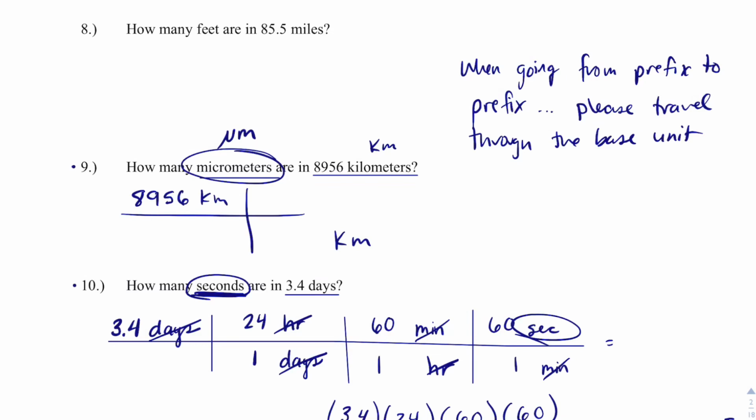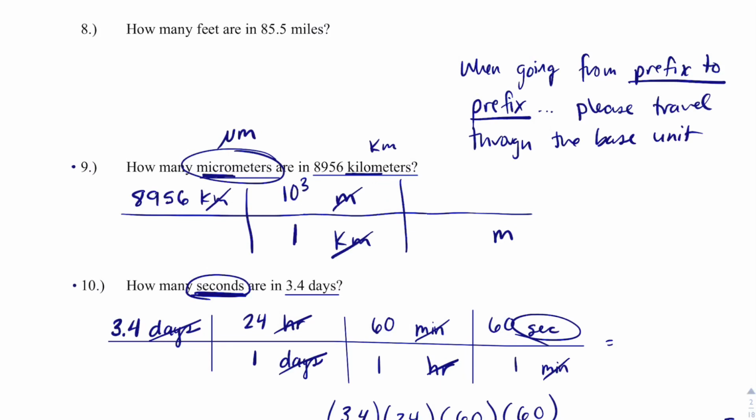So what I'm going to do is micrometers and kilometers both have prefixes, so I know I'm going from prefix to prefix. So I'm asking you to travel through the base unit, so we will do that. Kilometers has a prefix, so we'll put a 1 there. And then in 1 kilometer, that's 10 to the third meters according to my metric prefixes. And the meters needs to go down here in order for meters to cancel. And then I'll go to micrometers. Micrometers has a prefix, so I'll put a 1 there. And then the number for micro would be 10 to the minus 6.